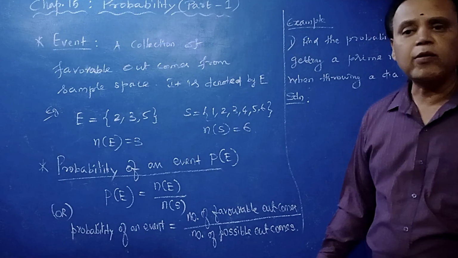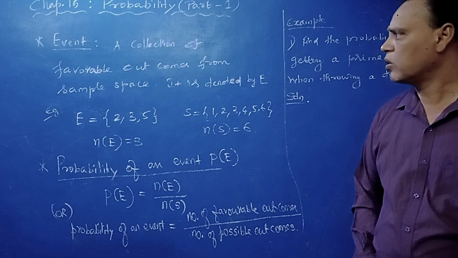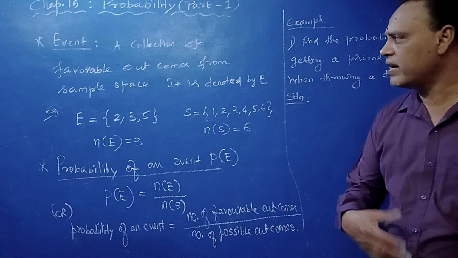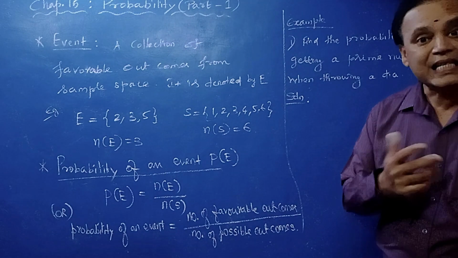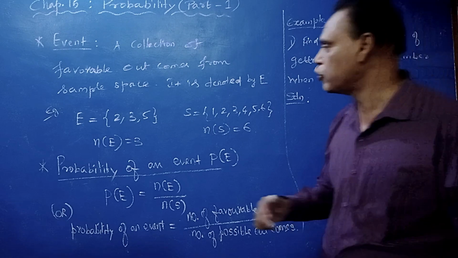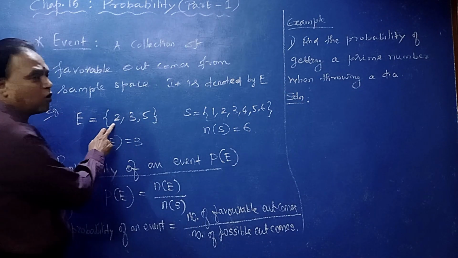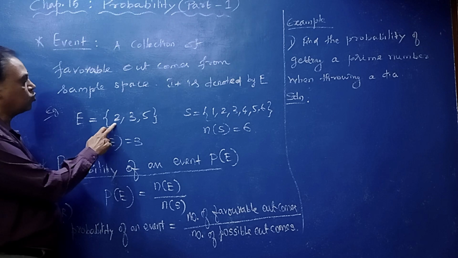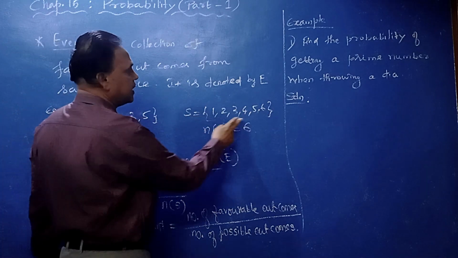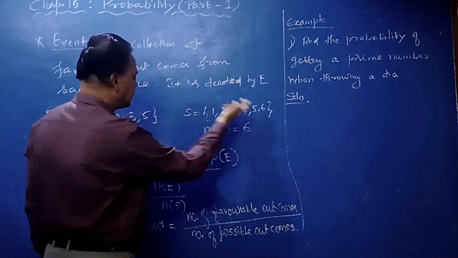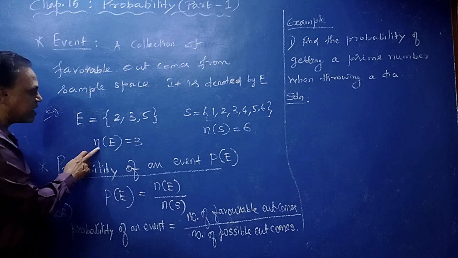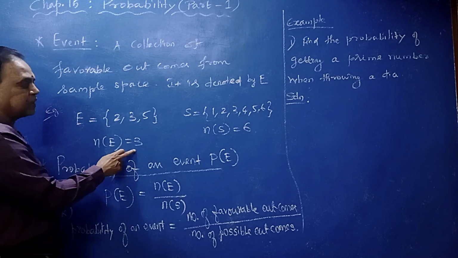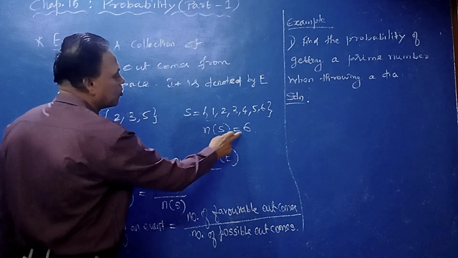Now the favorable outcome is getting a prime number. Getting a prime number, that is the favorable outcome. It is denoted by capital E. So the favorable outcomes are 2, 3, 5. From this sample space, what are the prime numbers? 2, 3, 5. That is the favorable outcomes. Okay. So here n(E), the number of favorable outcomes, is 3. Here the number of possible outcomes is 6.